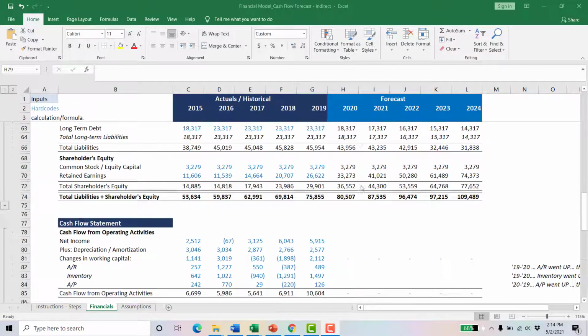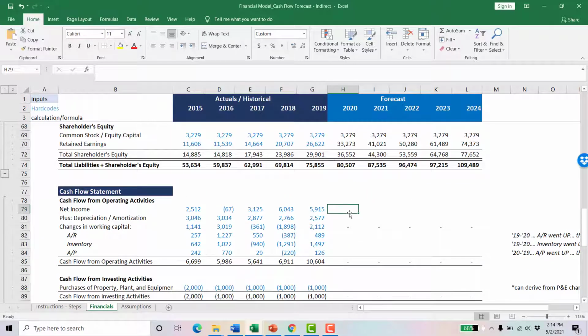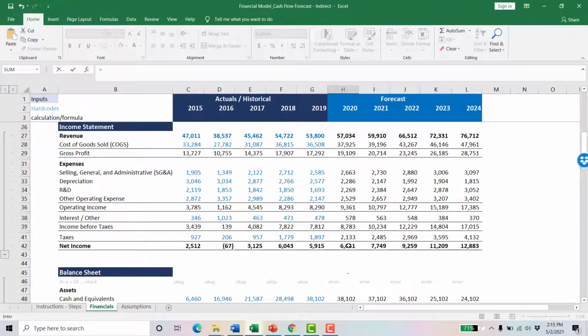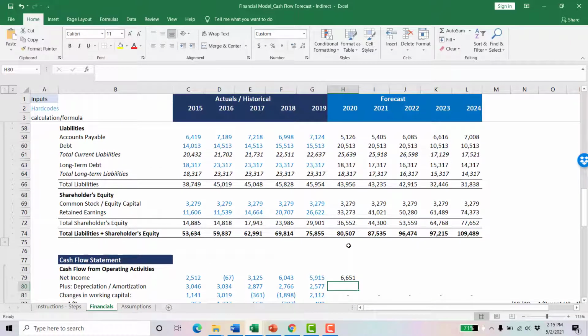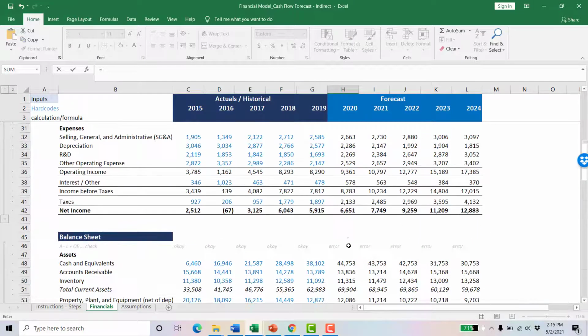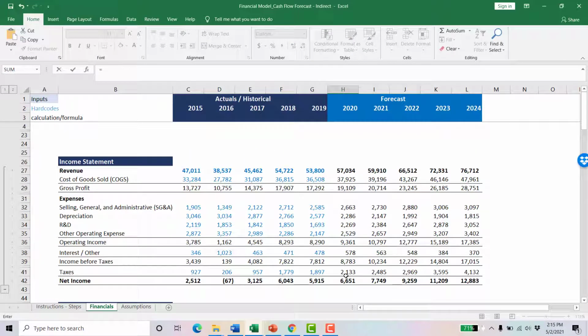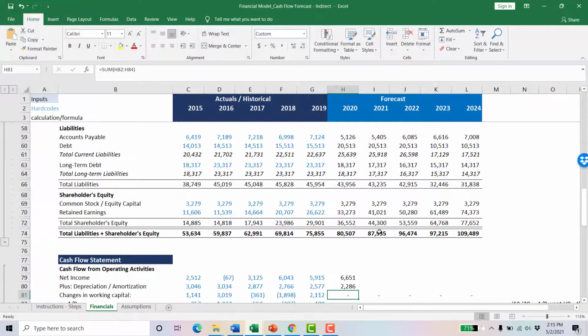But when we get to the cash flow statement, what you'll see is a lot of it is linked to things you did before. So if we start out, the first line of an indirect cash flow statement is net income. So we've already done net income, which is up here in H42. Next, you've got depreciation and amortization, which is up here as well in H33, 2,286.